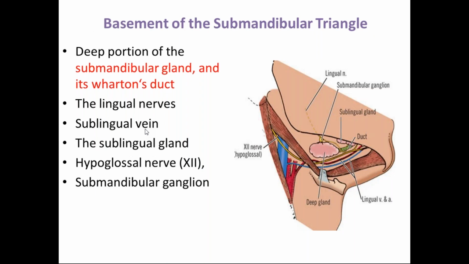So, the bed of the submandibular triangle: deep portion of the submandibular gland and its Wharton's duct, the lingual nerves, the sublingual vein, sublingual glands, hypoglossal nerve, and the submandibular ganglion. You can see here the lingual vein and the artery, the duct. This is the submandibular ganglion, sublingual duct, sublingual glands, lingual nerve, the deep part of the submandibular gland.